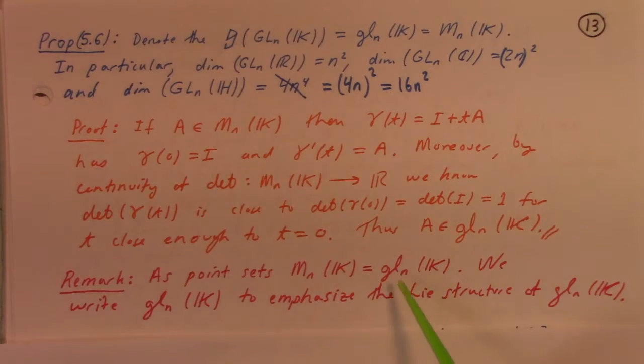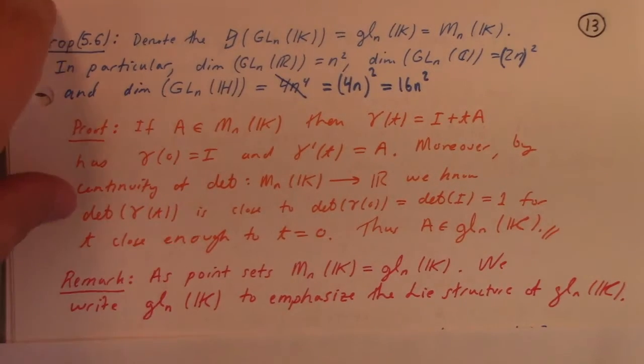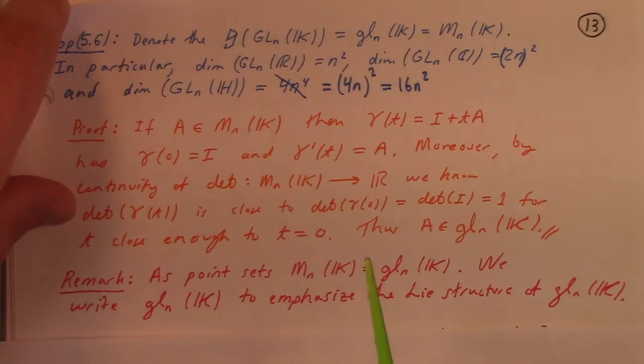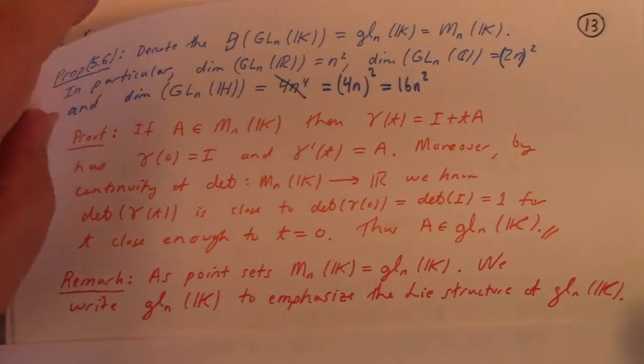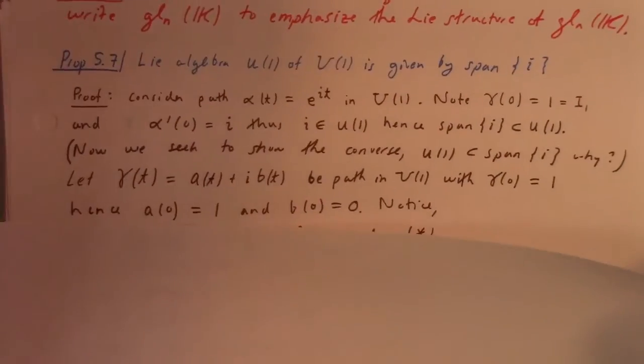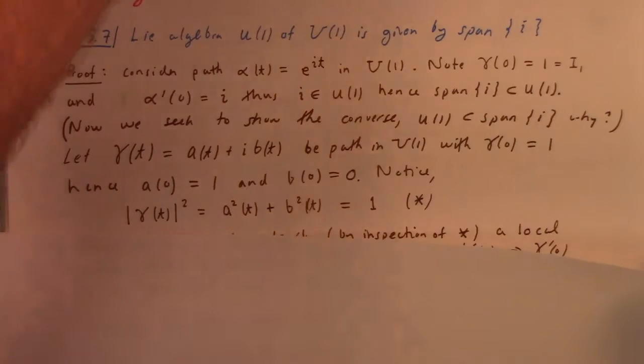All right, so as point sets, the n by n matrices over K is equal to gl_n(K). You're like, well, why do you need another notation for it? It's just that this emphasizes that it's a Lie algebra, and its Lie structure and its connection to big GL. So we use big G for the Lie group and little g for the corresponding Lie algebra, and that's a notational theme that you'll see throughout this literature.